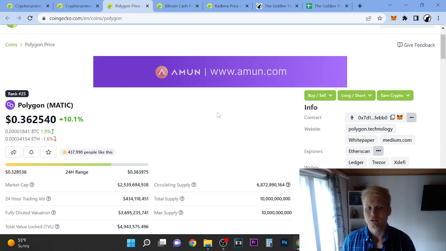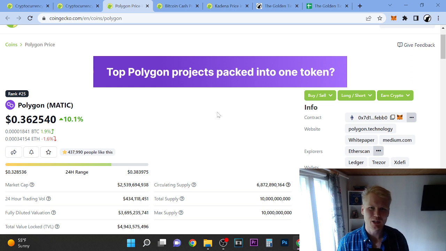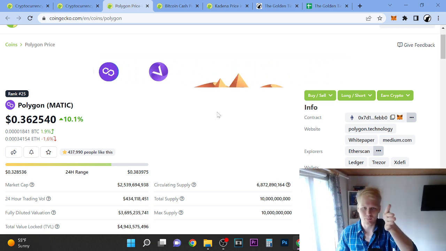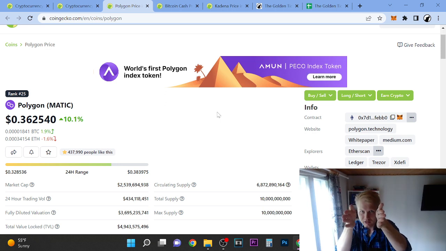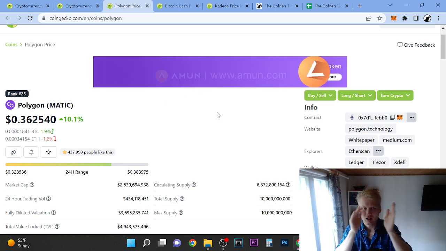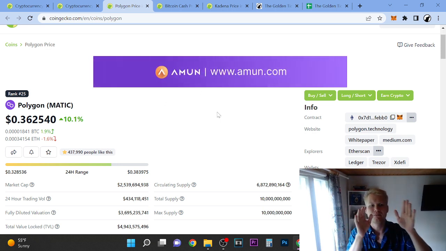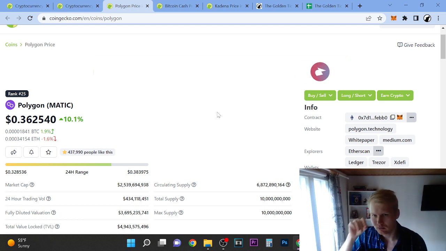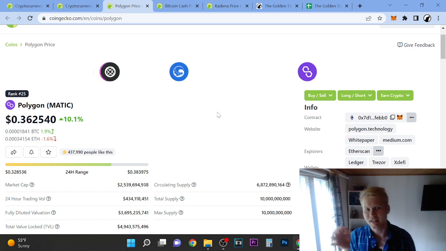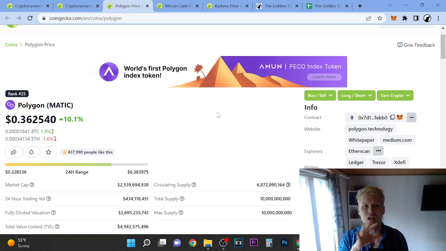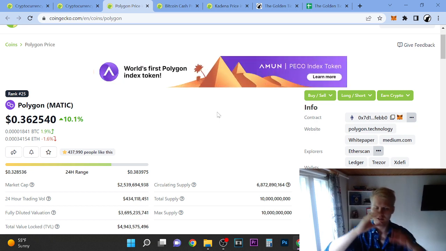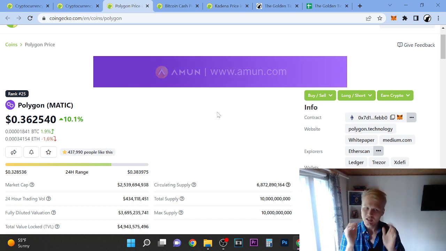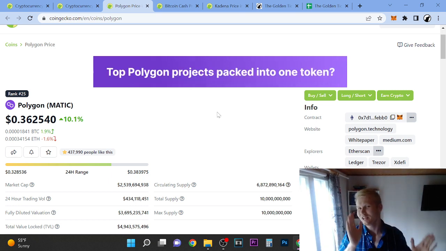Now we are coming to Polygon. Polygon is actually not a real layer 2, it's a side chain, okay? So there's Ethereum, and then there's Polygon, a side chain. But layer 2s are actually on the Ethereum blockchain. There's a little difference, and it's all about security. If you are on the Ethereum base layer, it's 100% secure. But if you're on side chains, it's not on the base layer, so anything could happen.